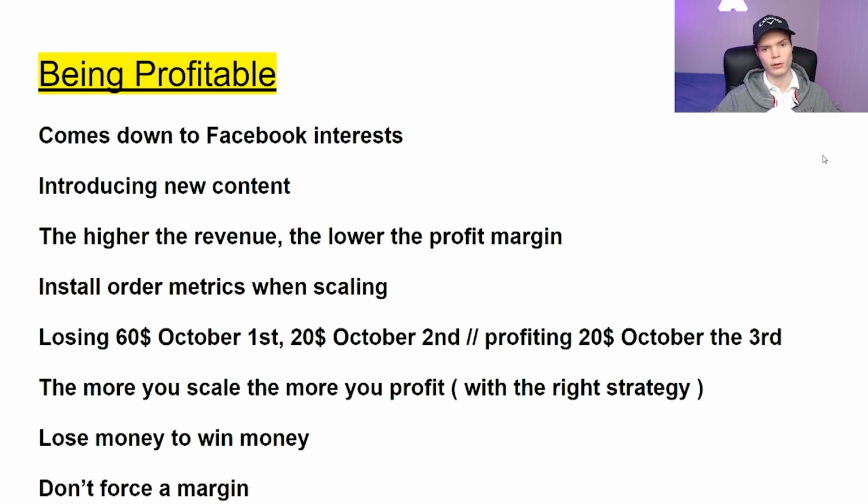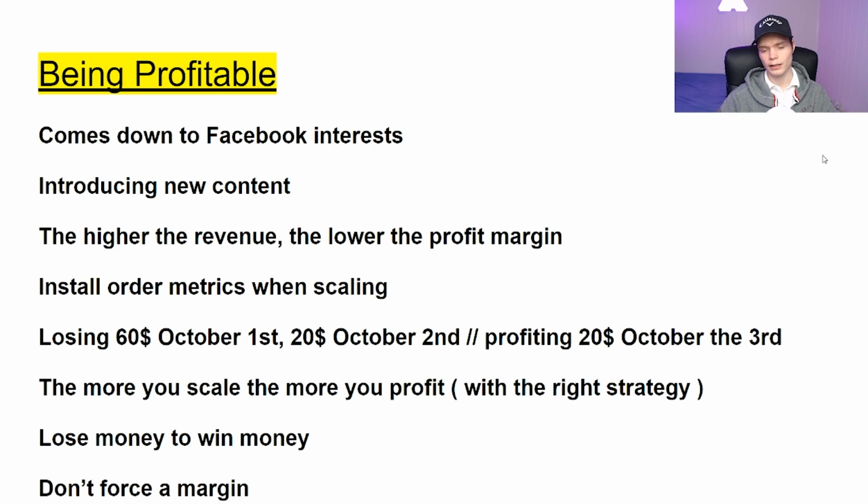So sometimes you guys will have to lose some money to make some money, but usually my products, though, they're winning. They're usually profitable right out of the gate. The more you scale, the more you profit with the right strategy. That does not mean upping the budget just to get a higher revenue for a screenshot. That's probably not the way to get a higher margin. If you scale properly, you know how to scale, you break the ad sets down correctly, you know how to run lookalike audiences, you'll most likely be more profitable because you know how to scale.